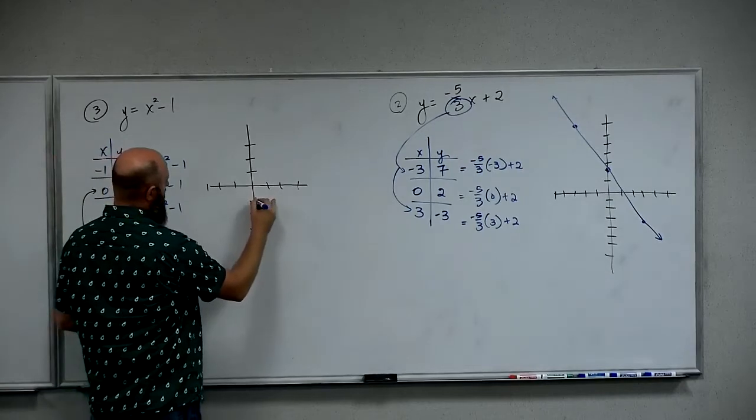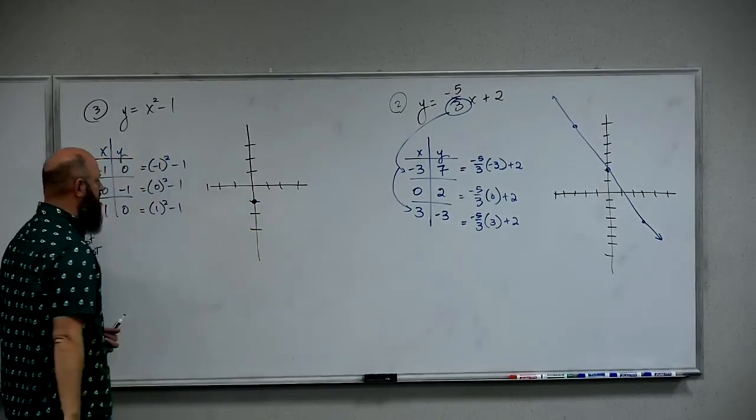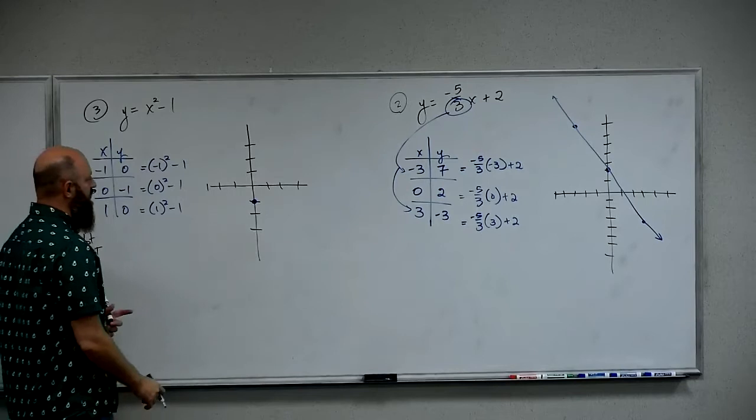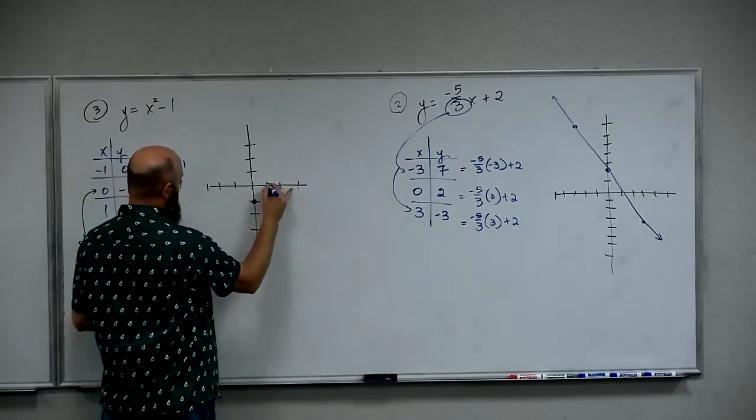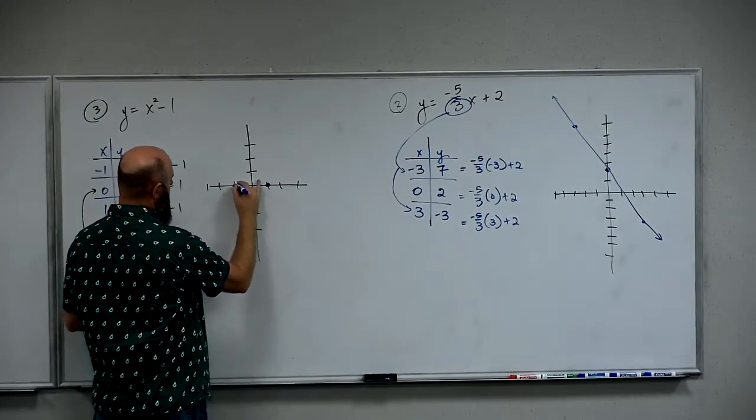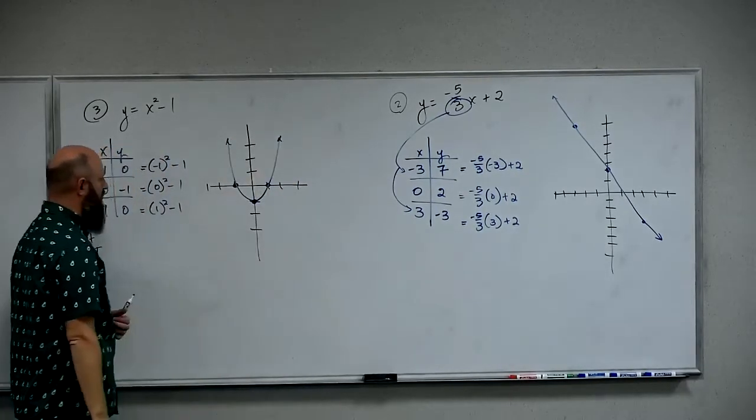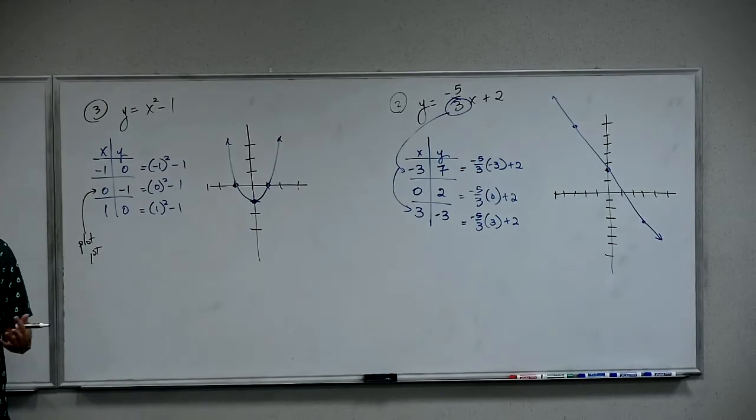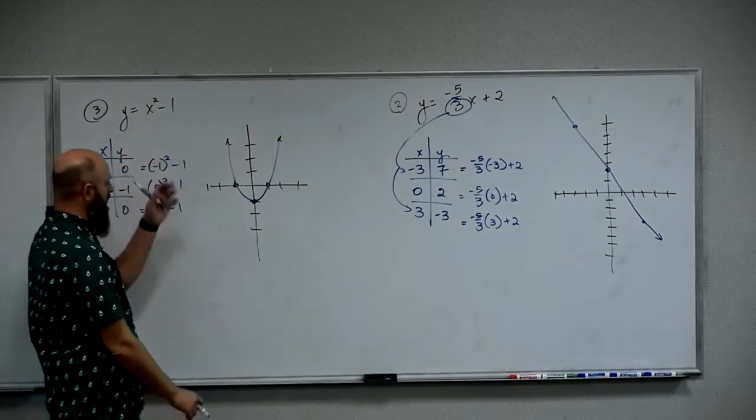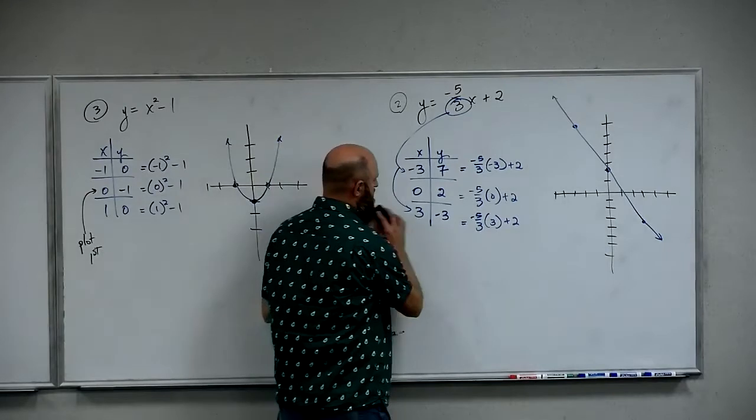So 0, -1. And then we can plot the other two. So we had 1, 0, and -1, 0. And we get our U shape right there, because that's the shape we should have for an x squared.